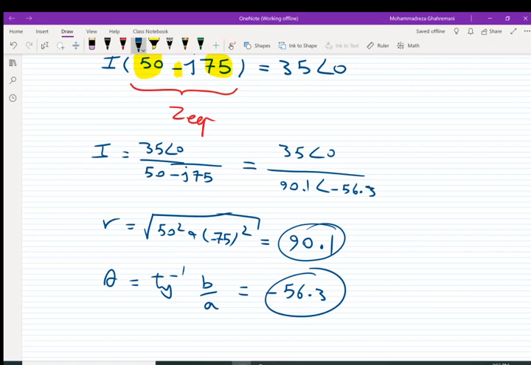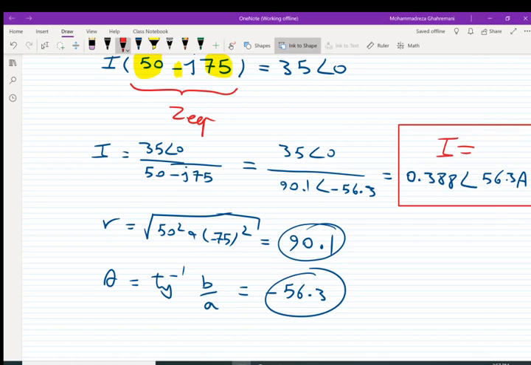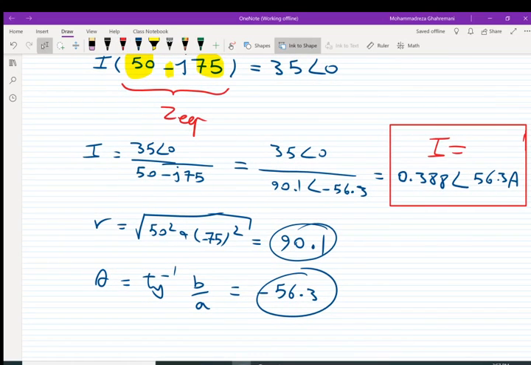So now that we reach this point, we can divide the amplitudes, magnitudes, and subtract the phases. So 35 over 90.1 is 0.388 with the angle of 0 minus 56.3, which is negative 56.3 amp. So this is the phasor current. So phasor current is 0.388 with the angle of negative 56.3.